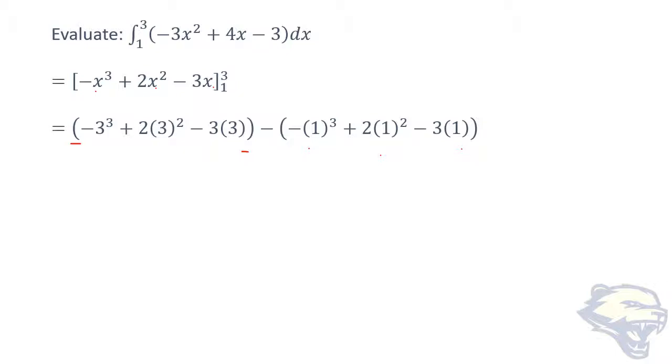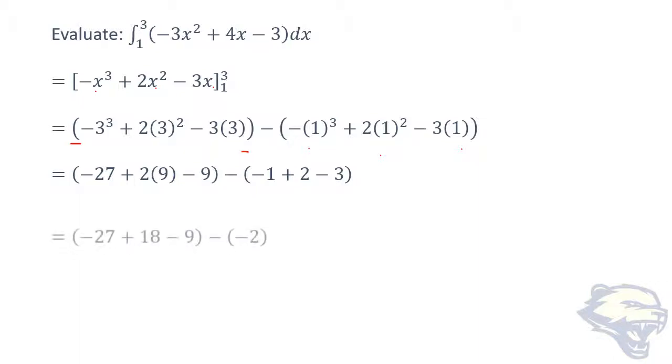Okay, so then I just start simplifying. Okay, so I've got in the front, there's a negative 27 plus 2 times 9 minus 9. In the back, again, all still in its own set of parentheses because whatever number I get from plugging in the 1 in the back, I need to subtract whatever that number is. So I'll have a negative 1 plus 2 minus 3. Keep simplifying. Okay, so in the back, negative 1 plus 2 is positive 1. Minus 3 is going to give you negative 2.